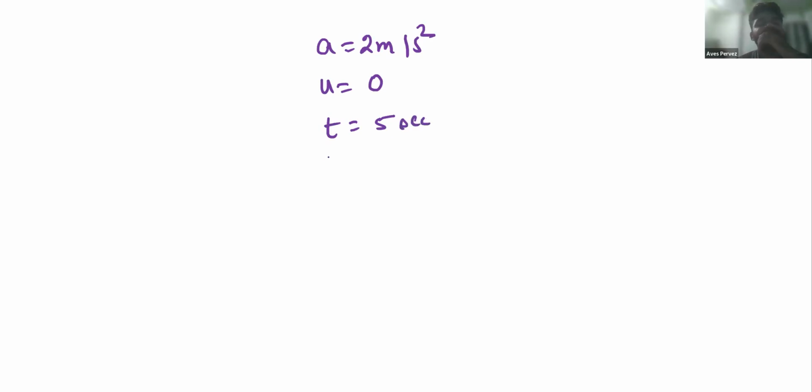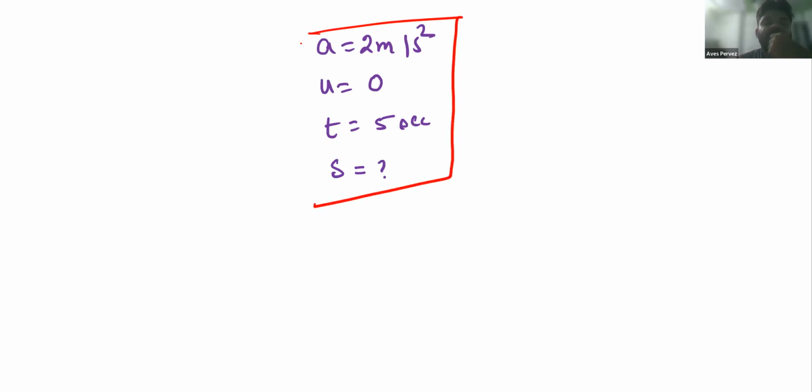What would be the distance covered by it? It is being asked the distance covered by it. So you know very well that in this equation, three things are given and the fourth one is being asked. What is neither given nor asked?